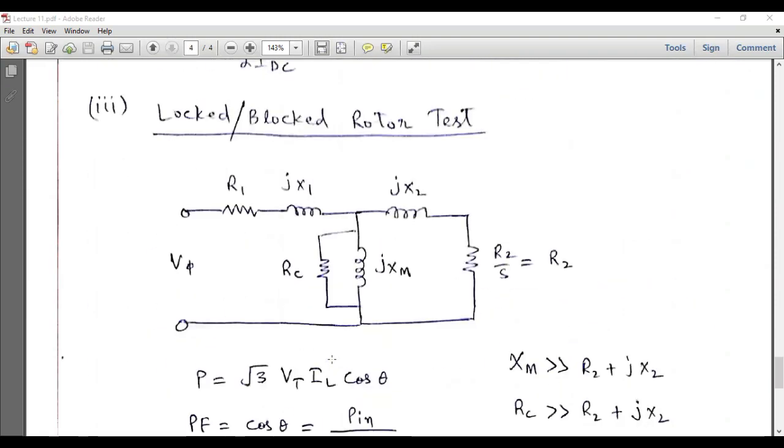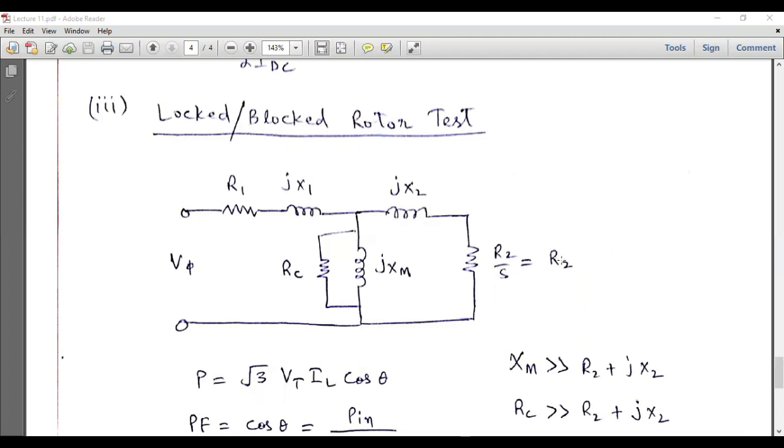So the third test is called the locked or blocked rotor test, and in this test the rotor is actually locked such that we will apply a small voltage across the stator winding, and the rotor shouldn't move. So we have to put some mechanism so that the rotor cannot move, even if some force or some power is applied, but still we must forcefully lock the rotor such that it cannot rotate. So in this case, the slip will be equal to 1, because nr is equal to 0, and this R2 over s will be equal to R2.